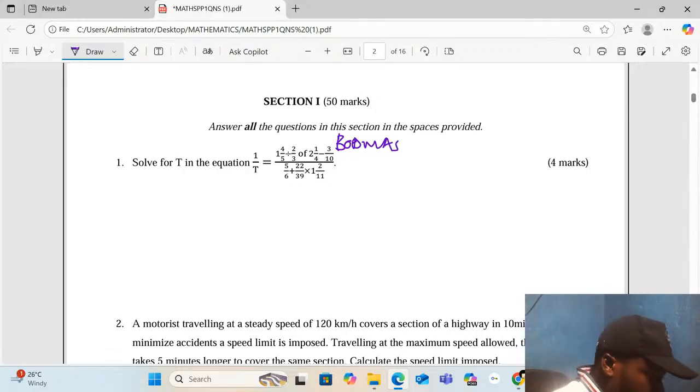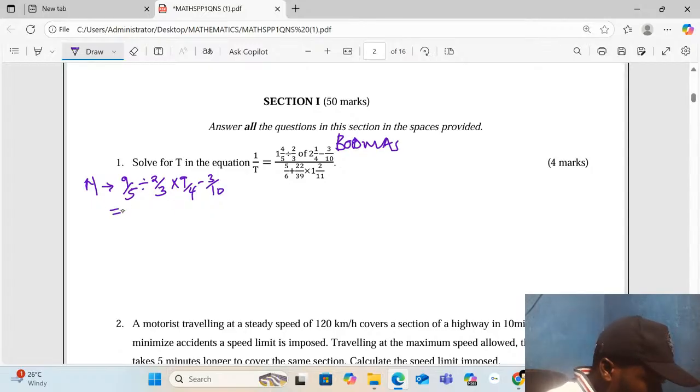And the numerator in our case, 4 over 5, that is 9 over 5, divided by 2 over 3 of 9 over 4 minus 3 over 10. So that is "of", that is multiplication. So we start with "of". So we multiply 2 over 3 times 9 over 4.